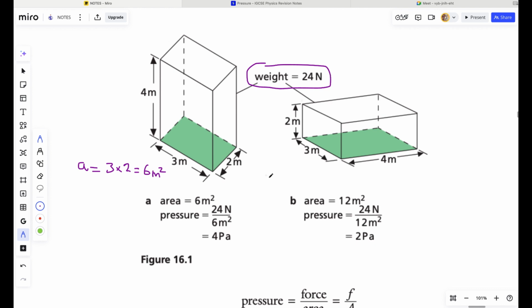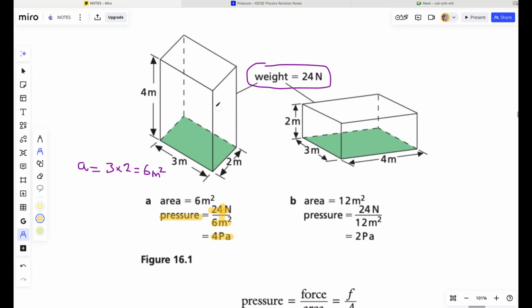So now, to calculate pressure, we're only going to say pressure equals force over area, right? Pressure is force over area. The force is the same as the weight, which is 24, divided by 6. We get 4 Pascal. Kilopascal means 1,000 Pascal. 1,000 Pascal is equal to 1 kilopascal. But this is just 4 Pascal. Is that okay? Now you can see the pressure of this one.